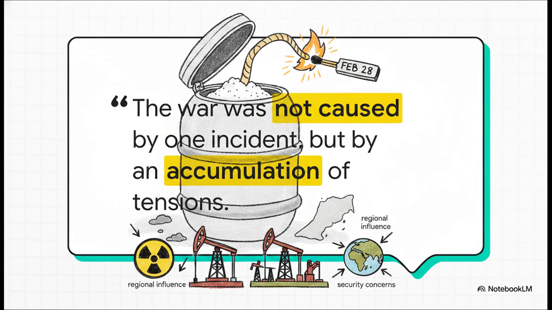To ground our understanding here, take a look at this consensus from geopolitical analysts, including the Council on Foreign Relations and the UK Parliament. They point out that the current war was not caused by a single incident, but by a heavy accumulation of tensions over the Iranian nuclear program, regional influence, and security. Basically, it's like a giant powder keg that had been filling up for nearly 50 years. The events of February 28th, that was just the match.